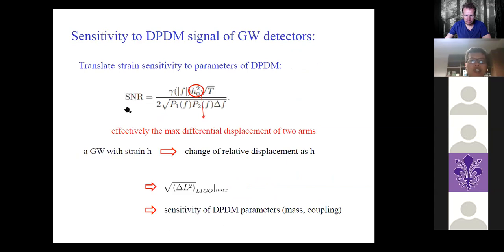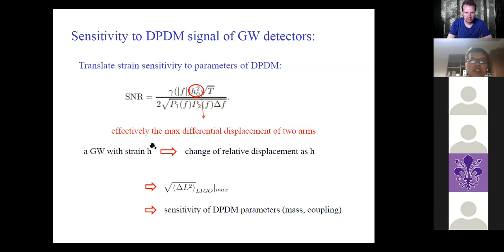And after some calculation, we can obtain the sensitivity of strain for a pair of gravitational detectors, which is given by this equation. Here, SNR is the signal to noise ratio. H0 is the amplitude of the gravitational wave strain. Gamma is the overlap reduction function, which describes the correlation of the signal between two gravitational wave detectors. And T is the observational time. P1 and P2 are the one-sided power spectrum of the noise for two gravitational wave detectors, and delta f is the intrinsic width of the signal.